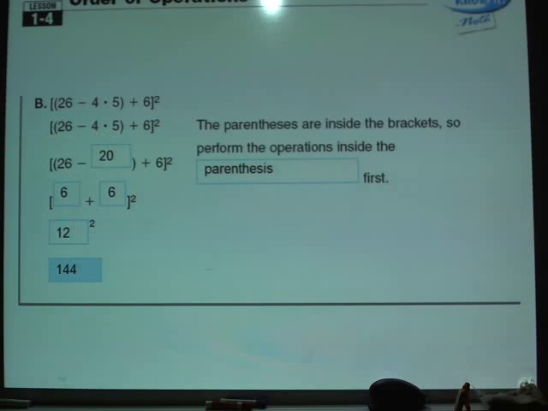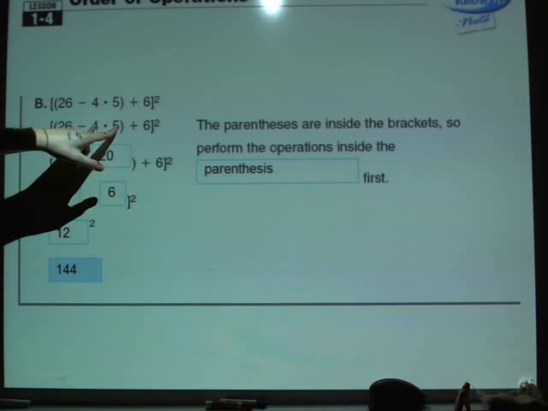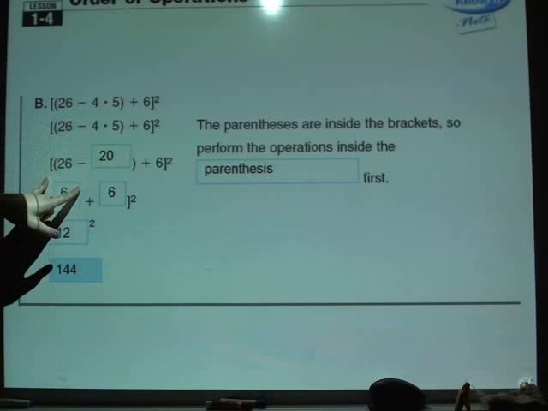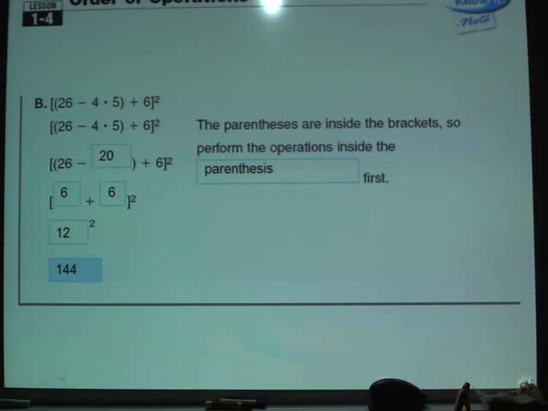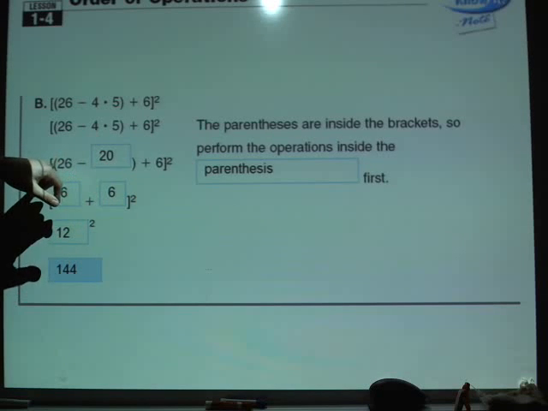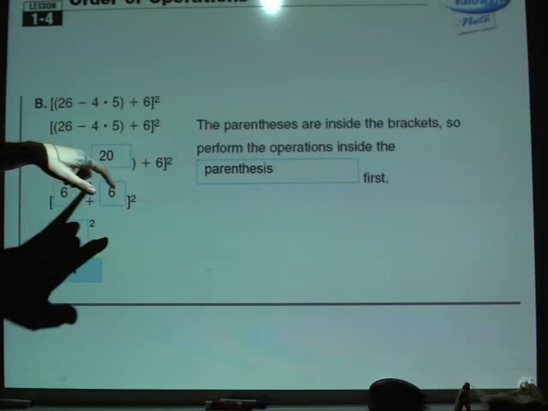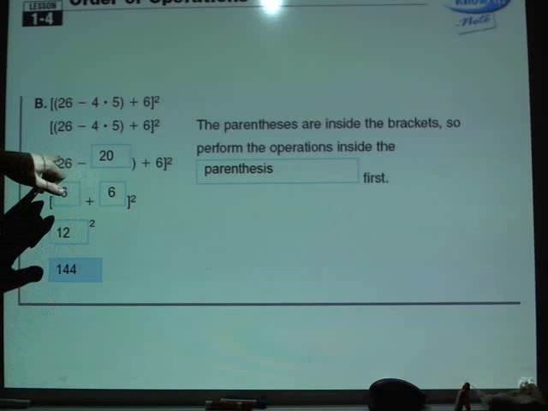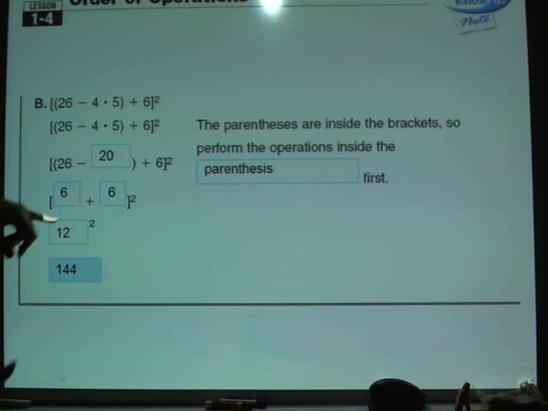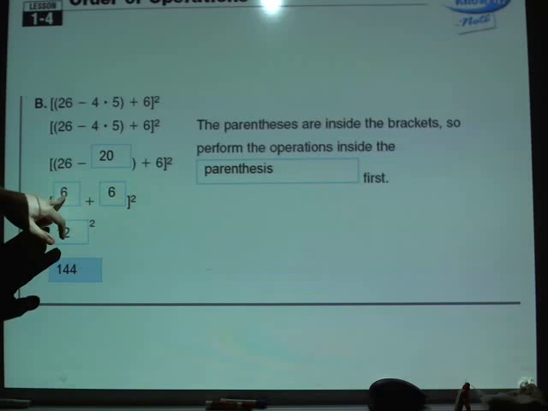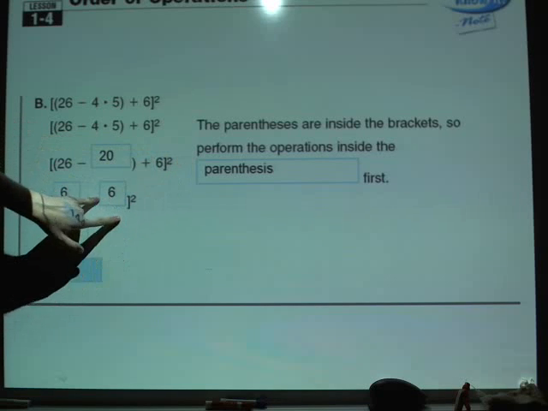Since there are no exponents here, we do the multiplying and dividing next, which is this 4 times 5, which is changing into 20. All this other stuff in the front and the back, because I haven't dealt with it yet, just drops straight down. Now, still inside that nested set of parentheses here, again, this parenthesis set is inside the bracketed set. That's what makes these called nested parentheses. I have to do the 26 minus 20 now. 26 minus 20 is going to change to 6, and all the other stuff drops down here.